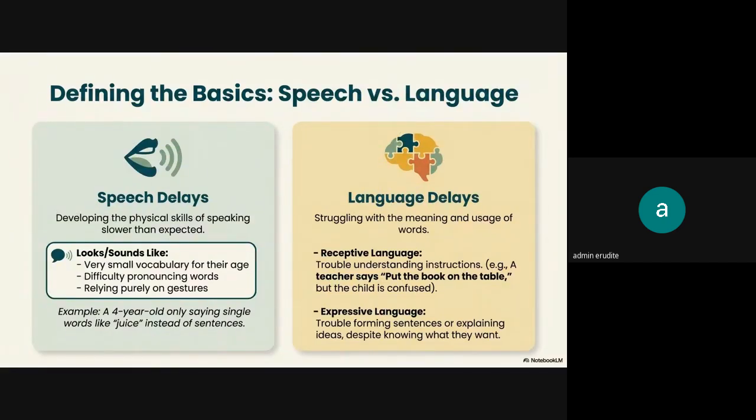This is where they will struggle to use some of the words. They will also struggle to follow instructions. For example, "Tommy, please put the book on the table." Then Tommy will look at you and he will repeat, "book on table," but he will not follow the instruction.